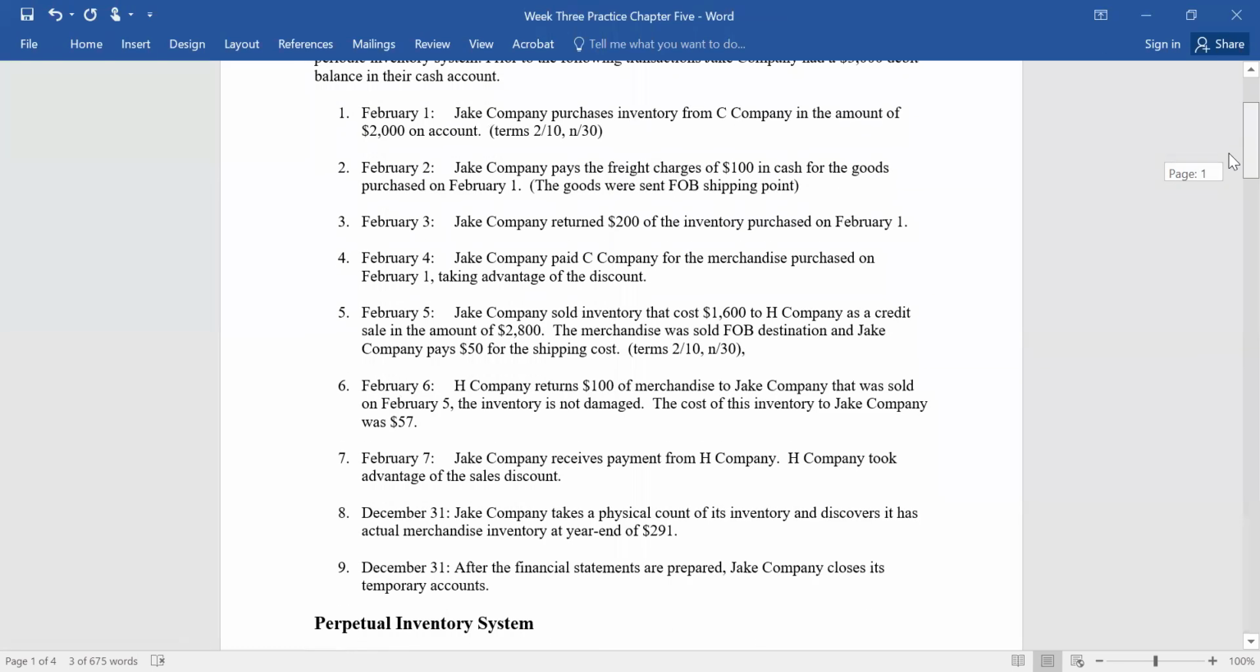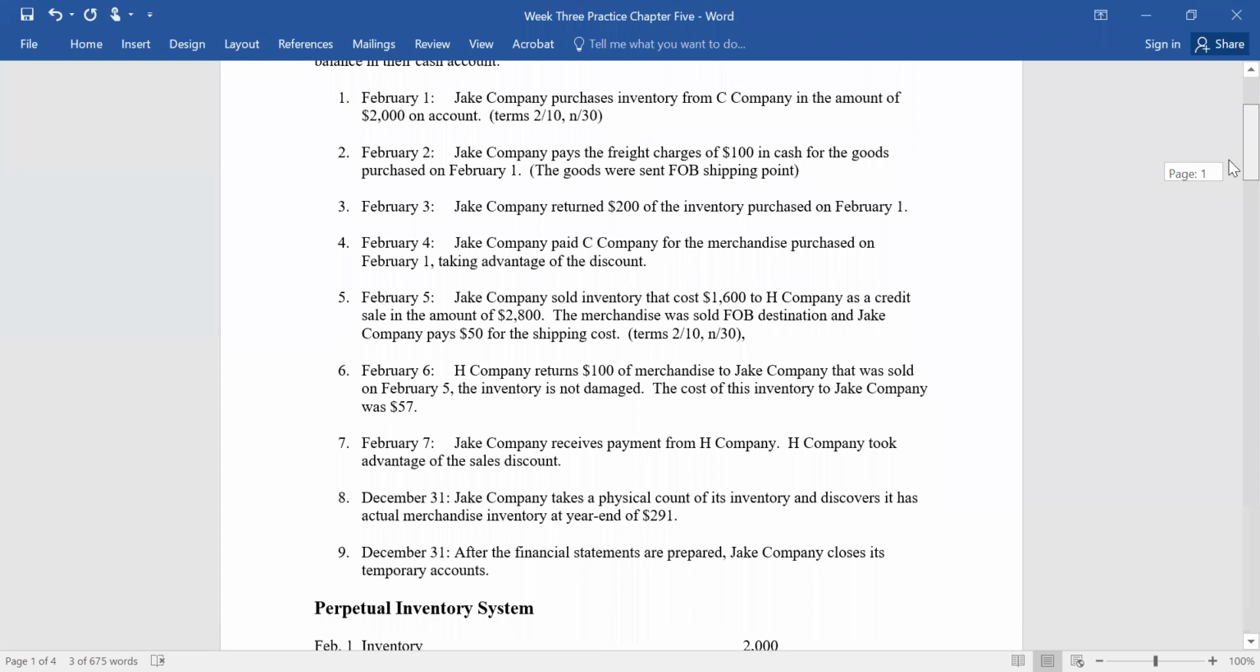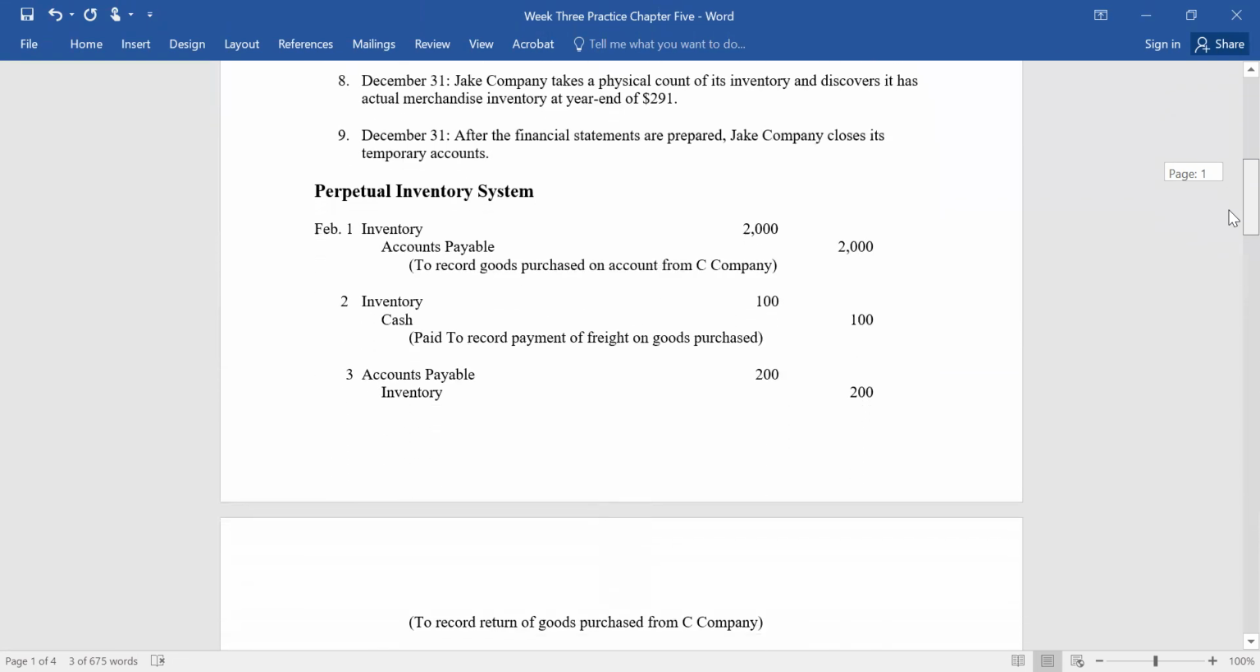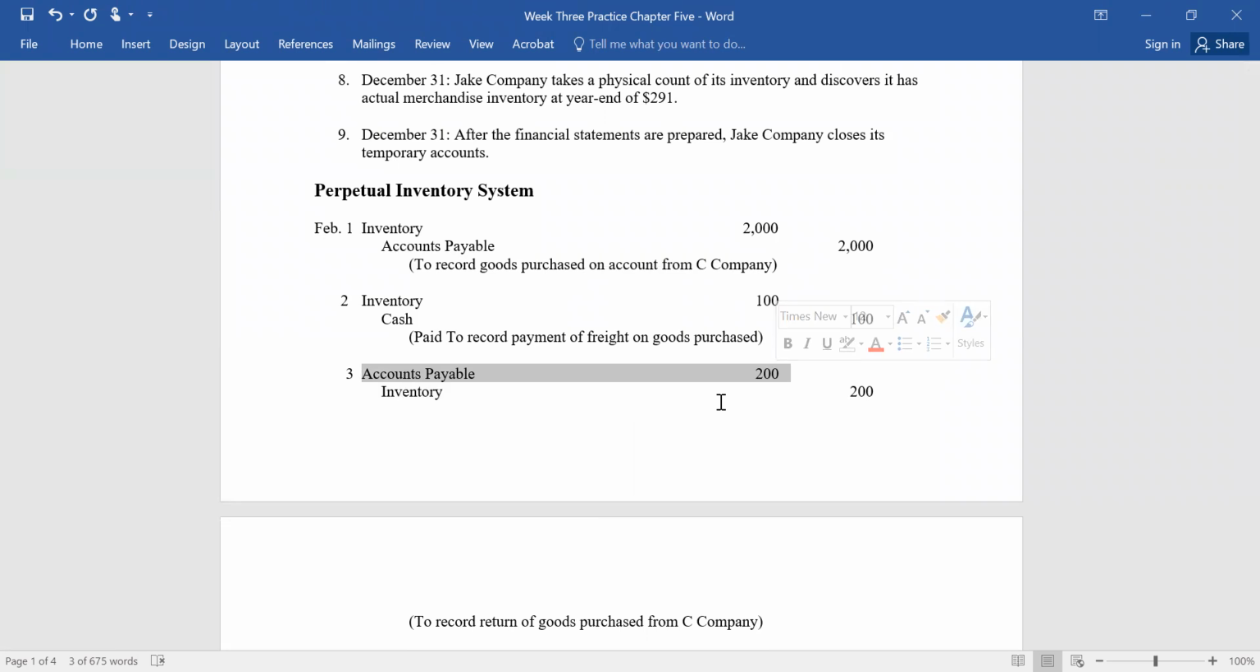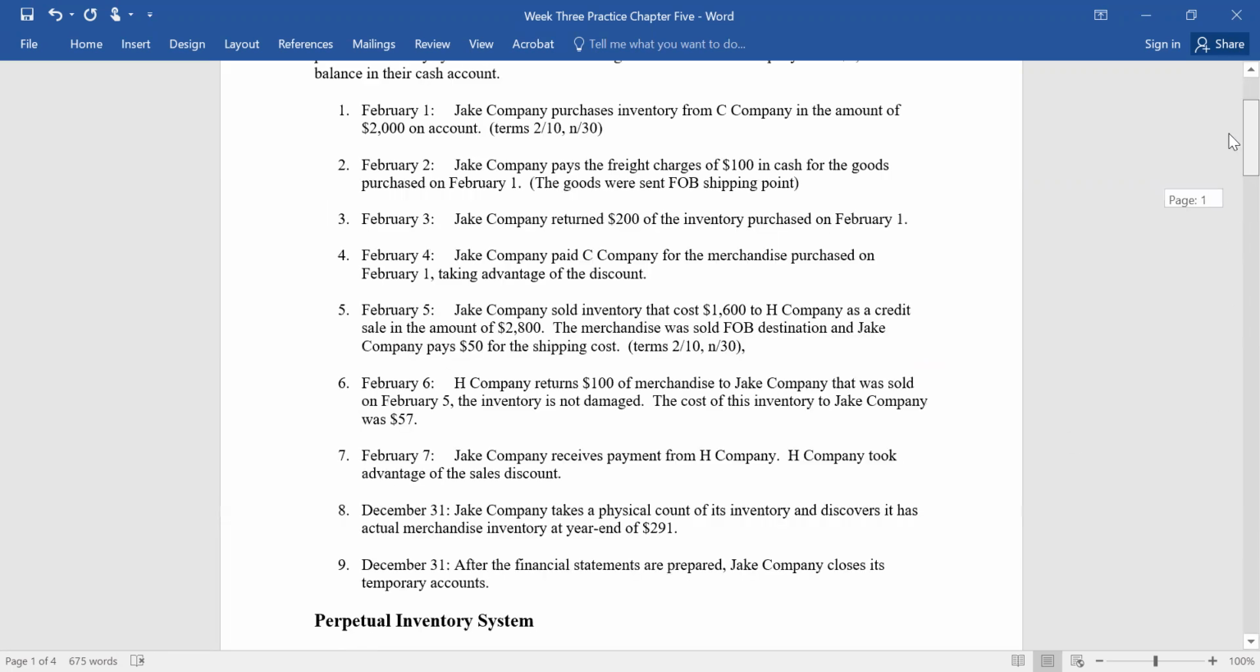On the 3rd, Jake returned $200 of the inventory purchased on February 1st. So Jake is going to debit accounts payable. We no longer owe $2,000, right? $200 of it has been returned. At this point, if we looked at the T account, it would be $2,000 minus the $200, right? You'd have a $2,000 credit and a $200 debit in accounts payable. We're going to also decrease the inventory. We no longer have that inventory. So we're going to decrease or credit inventory by that $200.